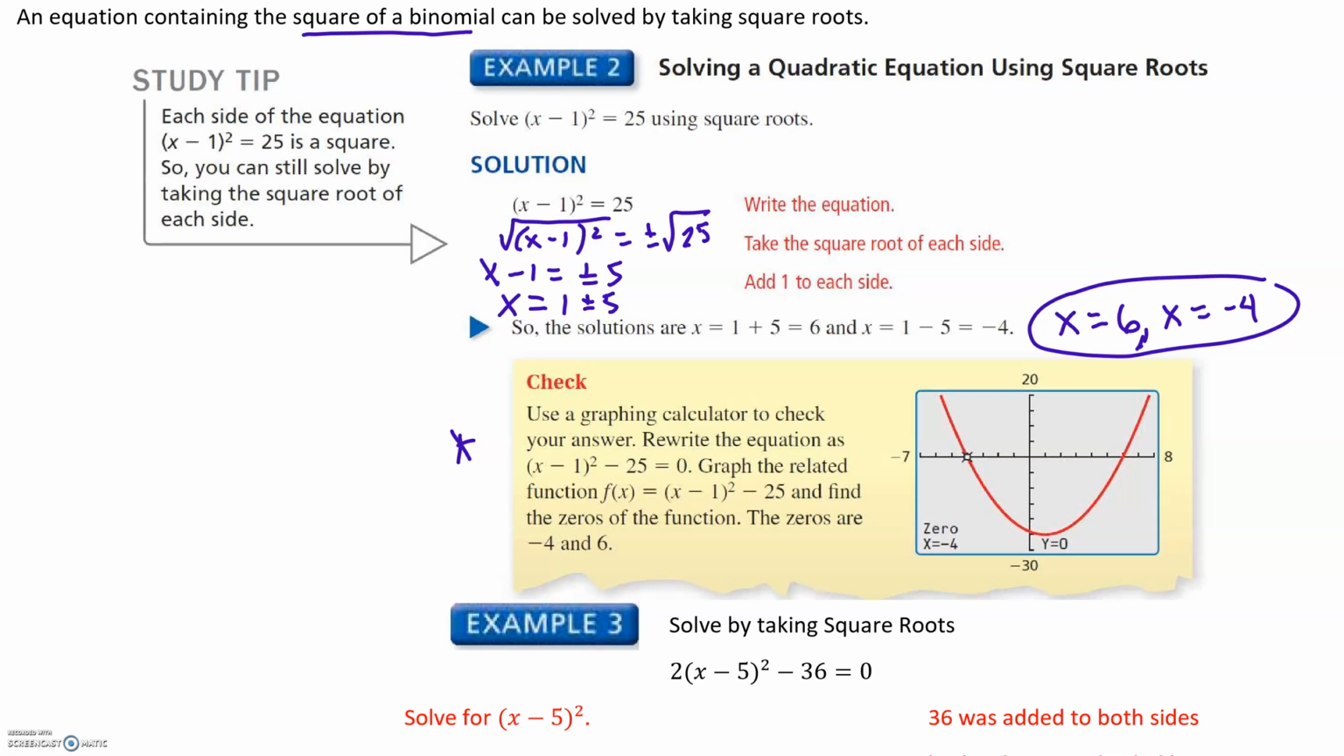They talk about something useful here, the fact that you can use a graphing calculator to check your answers. If we look at the equation, x minus 1 squared minus 25, if we graph this function f of x, the zeros of that function are just the x-intercepts. So we can graph the function, look for the x-intercepts, and those will be the solutions of the equation. So the zeros of this function, f of x, the x-intercepts. I want you to notice that.